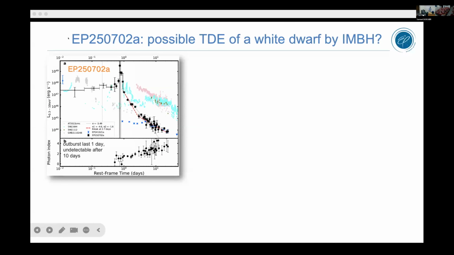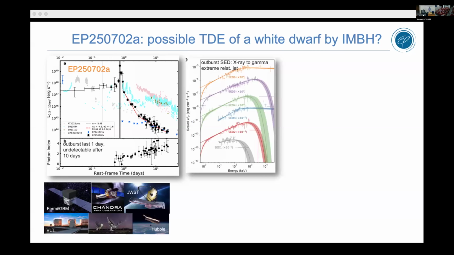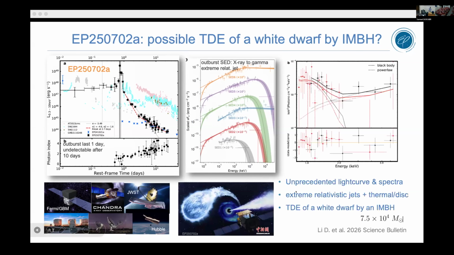And the last TDE I want to show is EP250702A. It's a possible TDE of a white dwarf by an intermediate mass black hole. It has a very bright X-ray flash and decays very fast. The faster decay and shorter time scale make the authors think, when they fit the data, that it might come from a white dwarf. They fit the spectrum and also found an extreme relativistic jet at the early time.